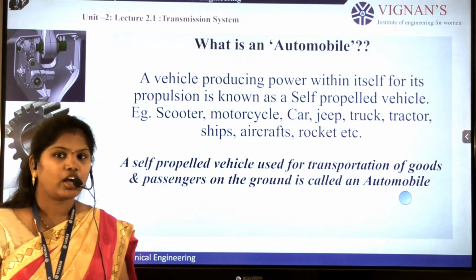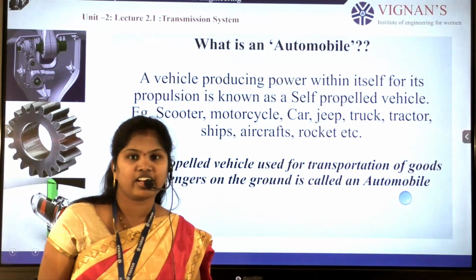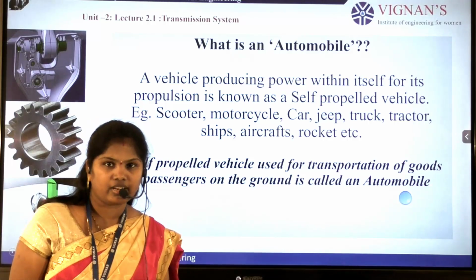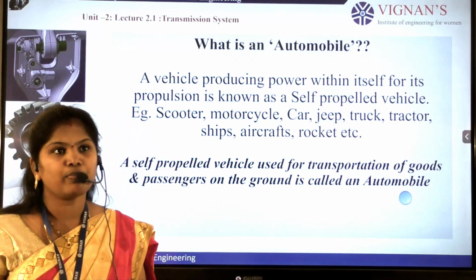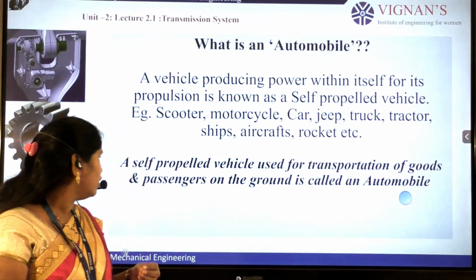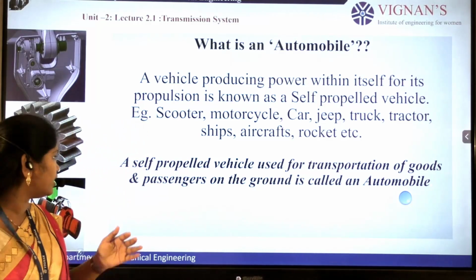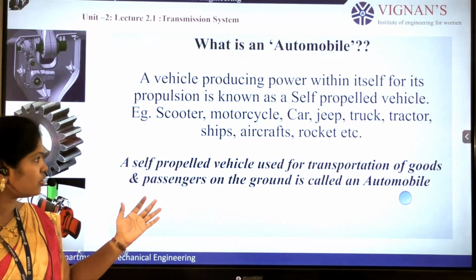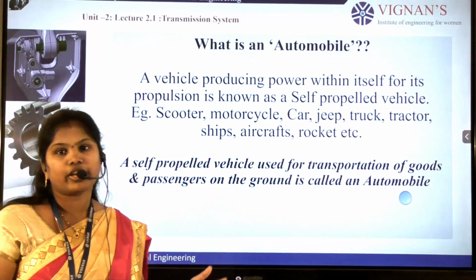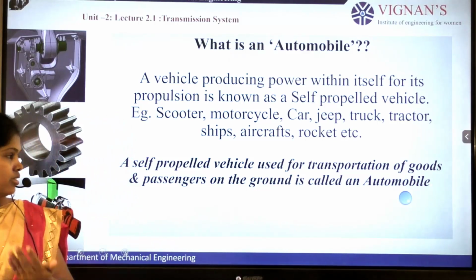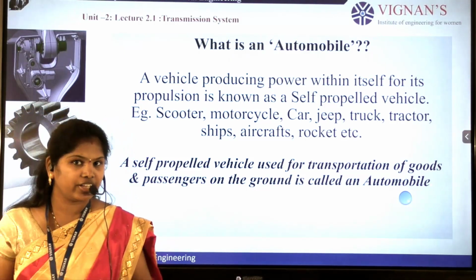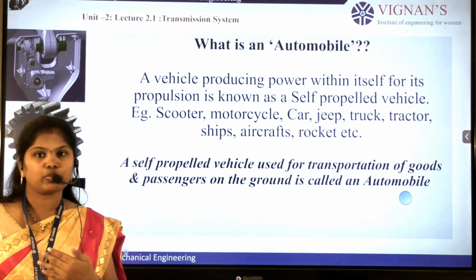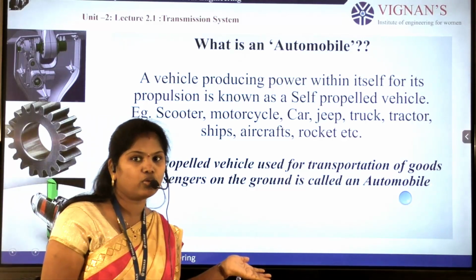What is an automobile? An automobile is a self-propelled vehicle. What is self-propelled? Self-propelled means the power is generated inside the vehicle with the help of an engine. So, the engine is the power unit in automobile engineering. The definition of automobile engineering is a self-propelled vehicle used for transportation of goods and passengers on the ground. It is used for transportation of passengers as well as goods.